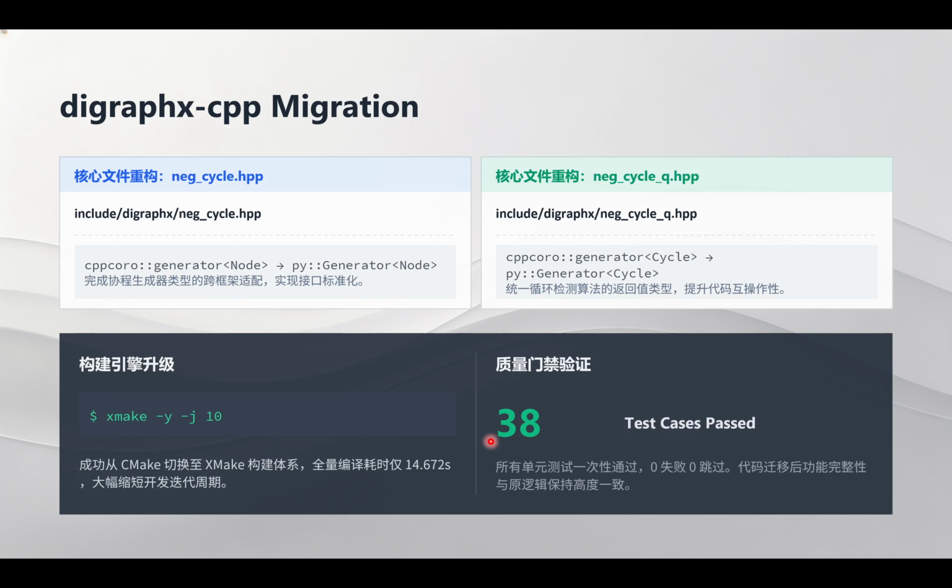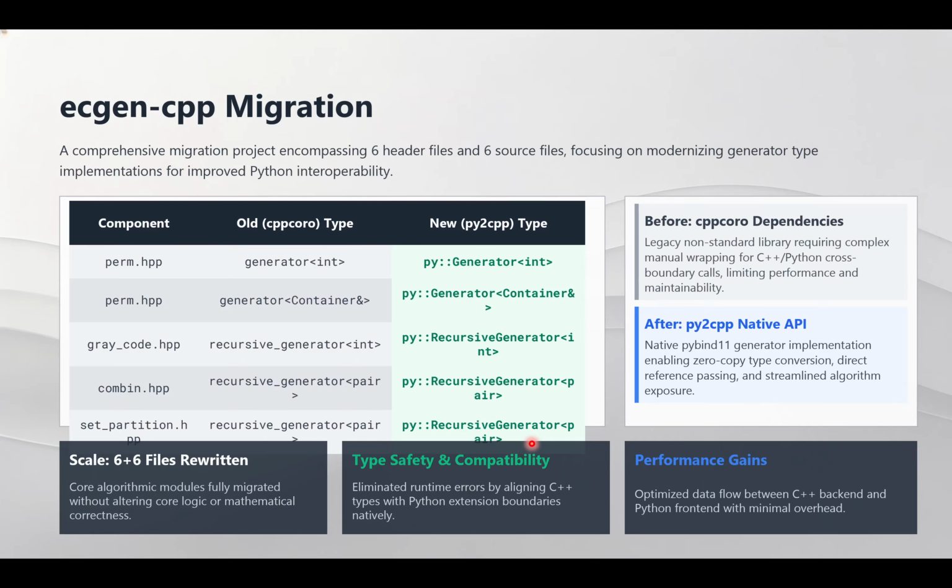That's impressive. Right. And then they applied it to a much larger project, Egin CPP. This one required migrating 6 header files and 6 source files, which included swapping out the old recursive generators for the new symmetric transfer Pi recursive generator. A much bigger test then. How did it do? 45 tests were run, and 45 tests passed. Zero regressions. That is the most critical takeaway here.